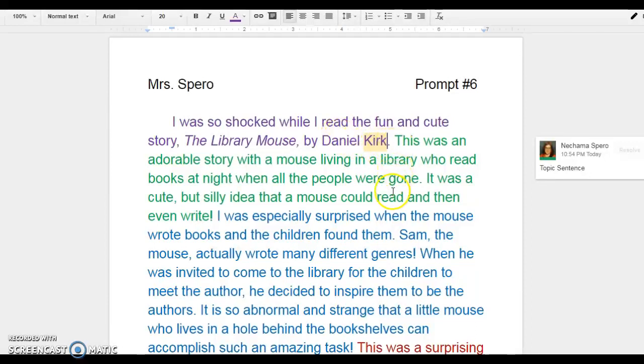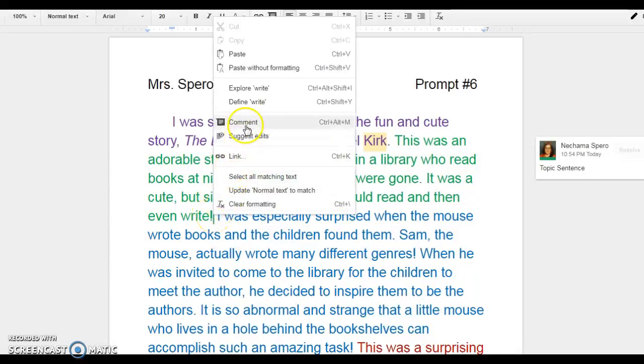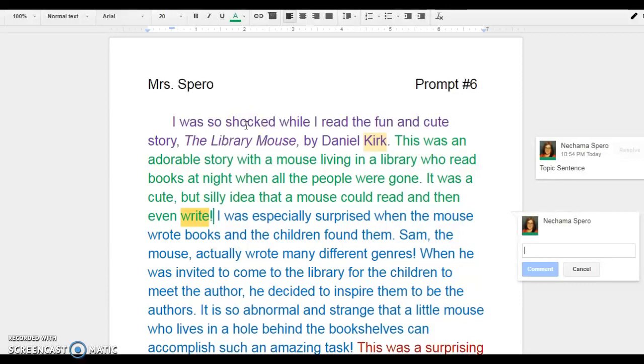Then I have a section that's colored green. This was an adorable story with a mouse living in a library who read books at night when all the people were gone. It was a cute but silly idea that a mouse could read and then even write. Hopefully, you're all noticing that this part sounds a lot like a summary. Very brief, 1 or 2 sentence summary describing the main points of the paragraph.